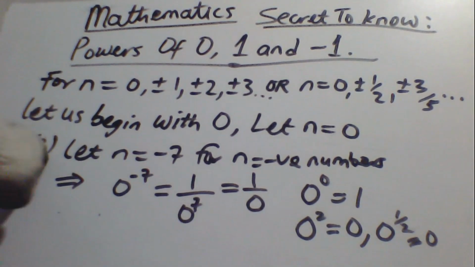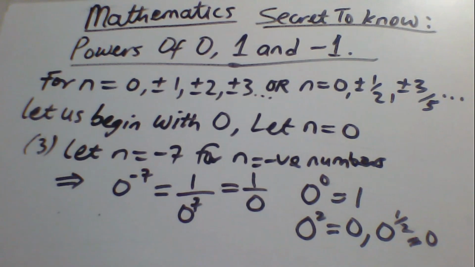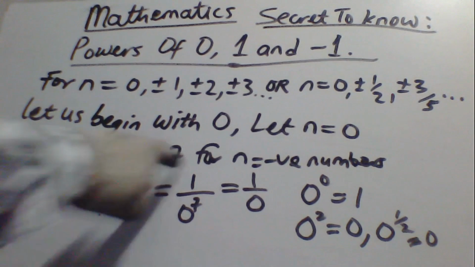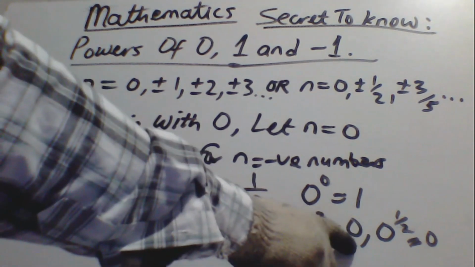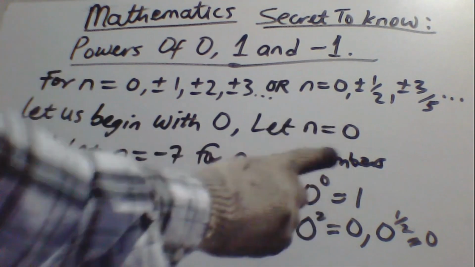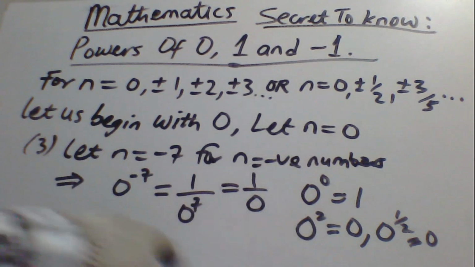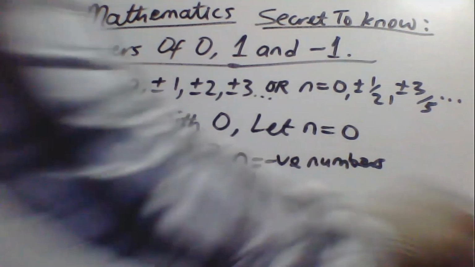So the third one now is when 0 is raised to a power of a negative number. We have to apply indices. We have 1 over 0 raised to power 7. And 0 raised to any number is equal to 0, apart from 0 itself, but that number must be a positive number. So in this case, we have 1 over 0. So 1 over 0 is equal to what?